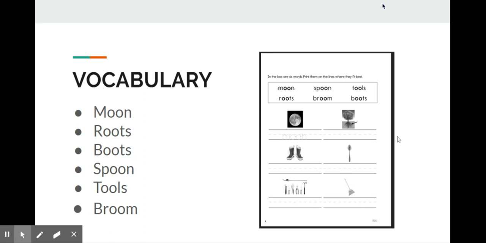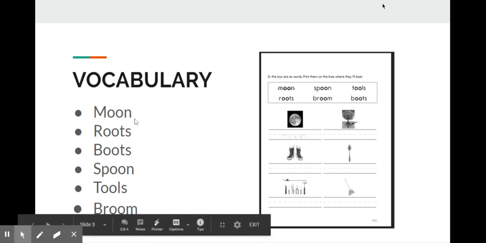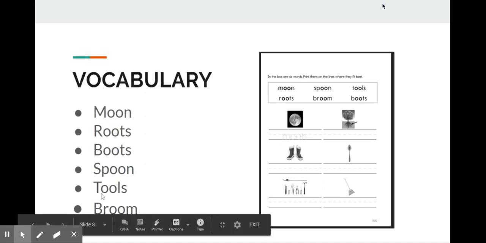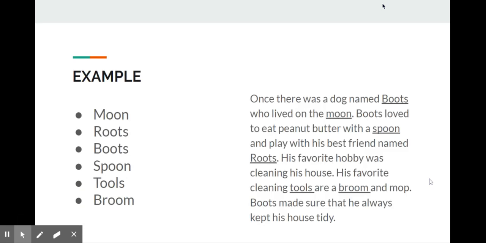So let's go over our words, our vocabulary. Our first word is moon, roots, boots, spoon, tools, and broom. And you have all of the pictures here that correspond to the words. So here is an example of a short story that I wrote. I used all of the words that we just saw on page 2 of this skills book. So let me read you the story, my short story.